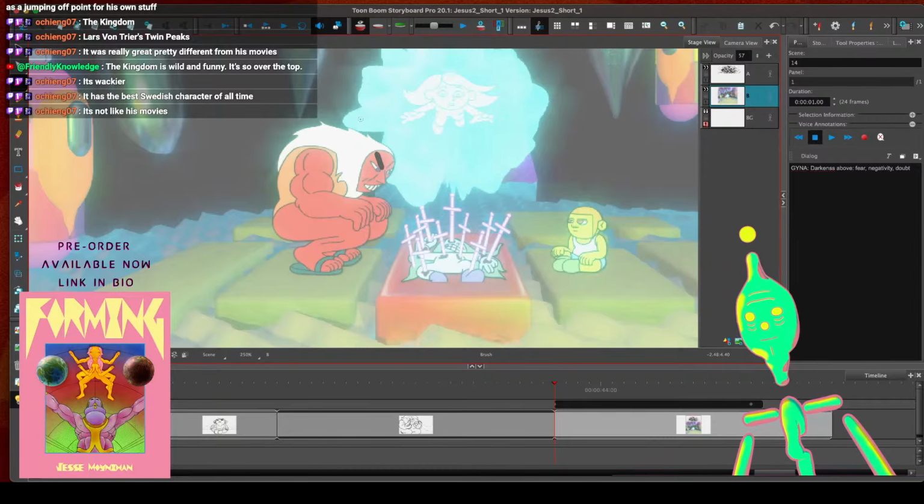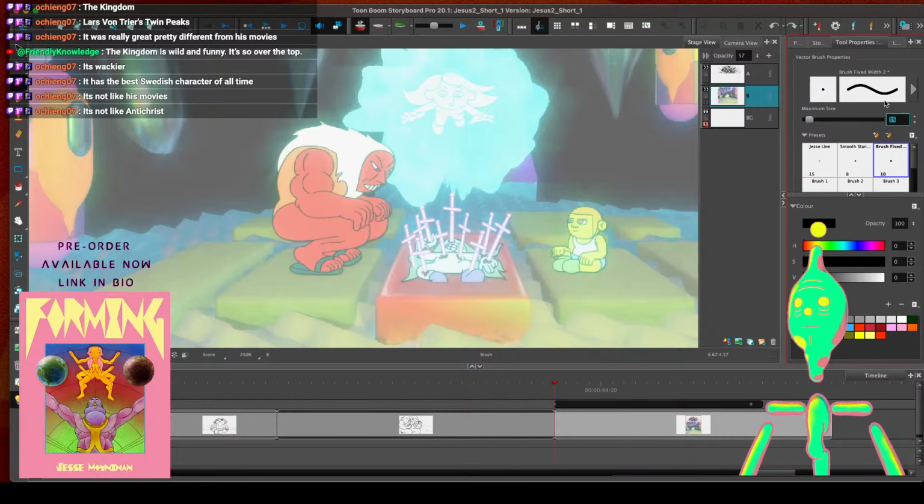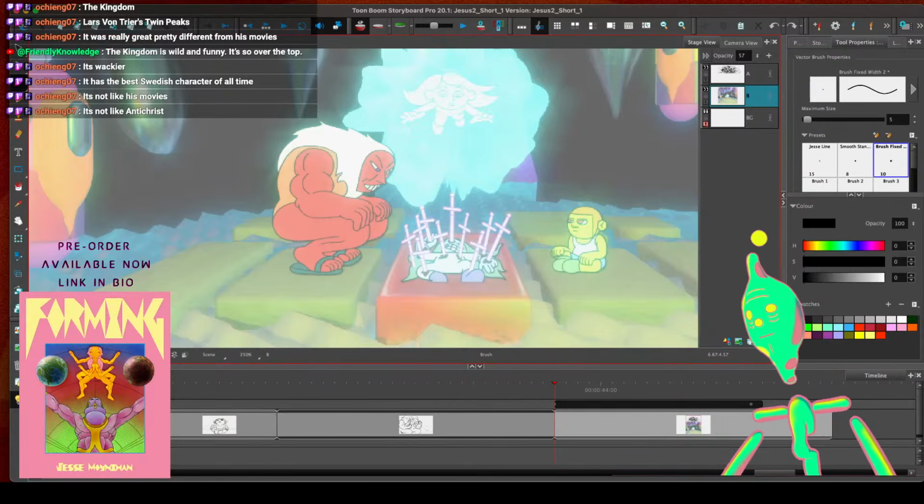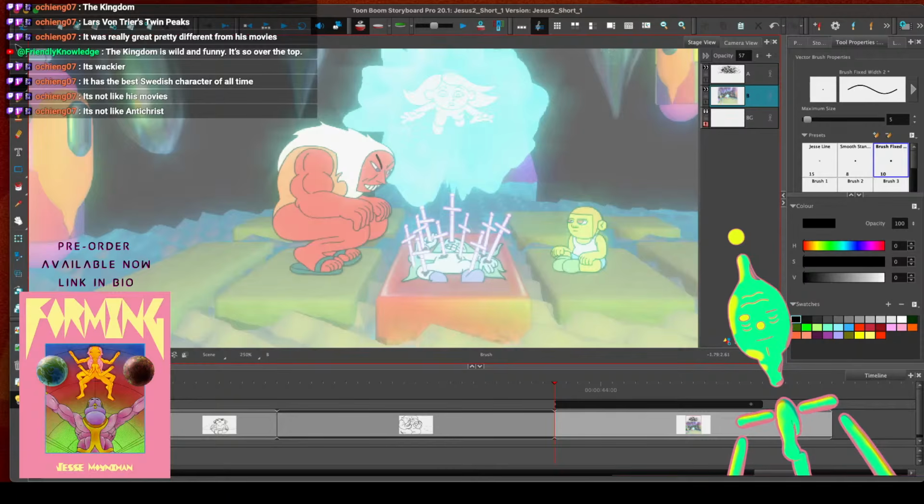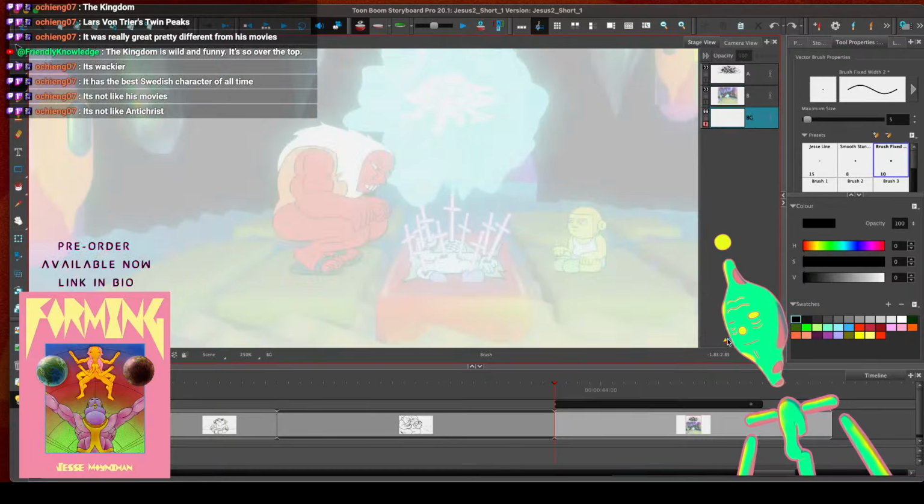Oh my god, look how thick that line is. Let's see here. It's 5. Okay.